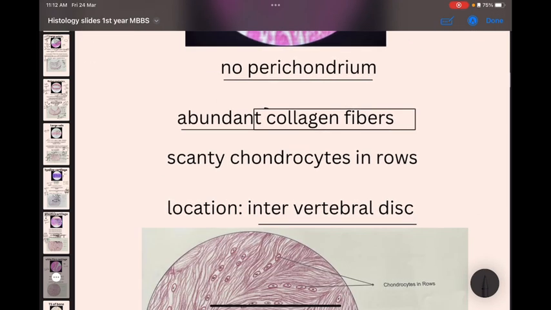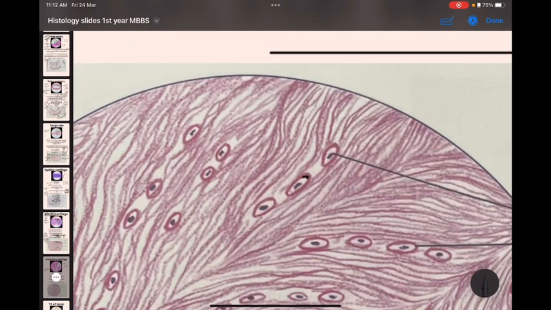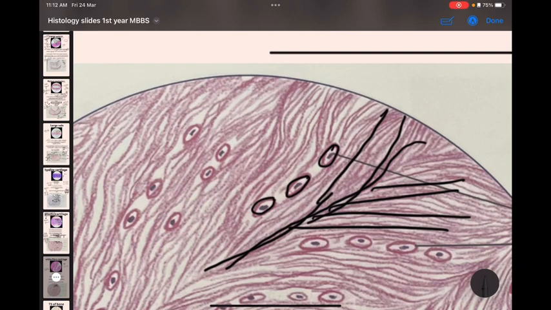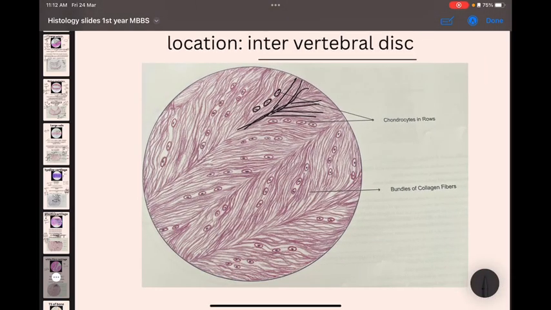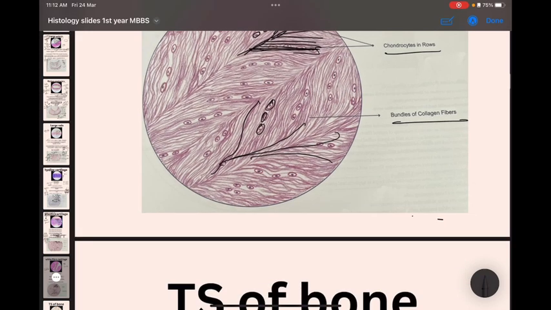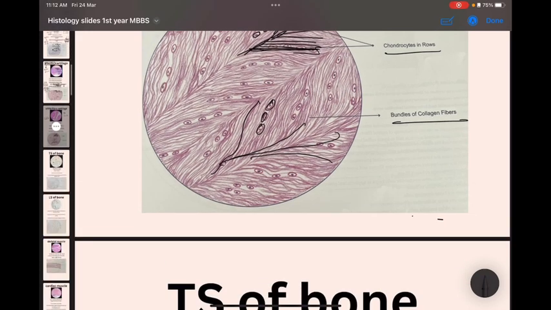And then scanty chondrocytes in rows. So chondrocytes are very few compared to the amount of collagen that is present. There is too much collagen in here. These are collagen fibers, whereas chondrocytes are very few, and if at all they are present, they are in rows. Bundles of collagen, chondrocytes in rows. Next, we completed cartilage also.